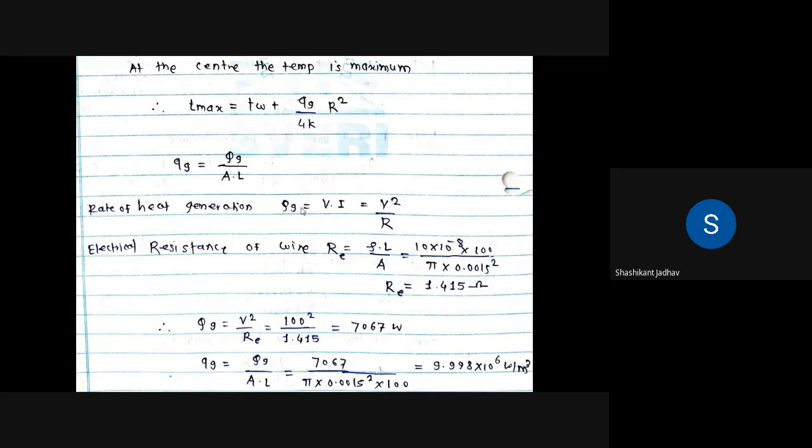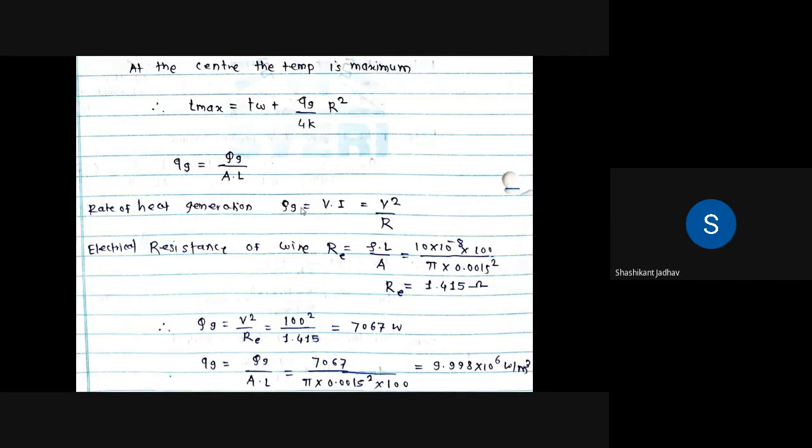First of all, we have to calculate R. R is nothing but rho into L divided by A. From that we get the value of R, and from that R we get the value of capital Qg, and from that, small Qg. So small Qg is equal to 9.998 into 10 raised to 6 watt per meter cube.